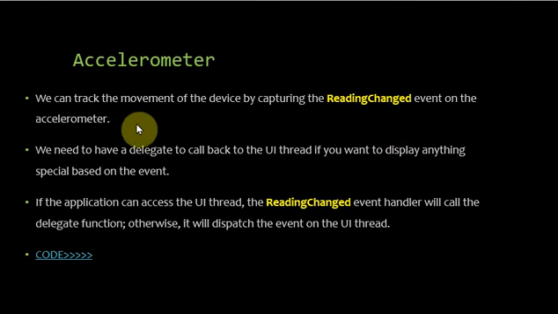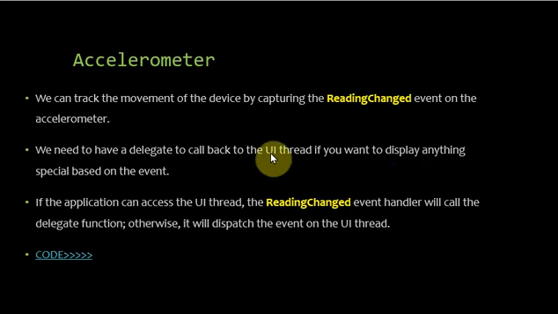Here, even for this accelerometer, we are using the emulator, which provides a 3D interface for simulating whatever change has happened. Along with the reading change event, we also need a delegate to call back, for synchronization, to the user interface thread. I hope you know the concept of a thread. That is a basic unit of execution.